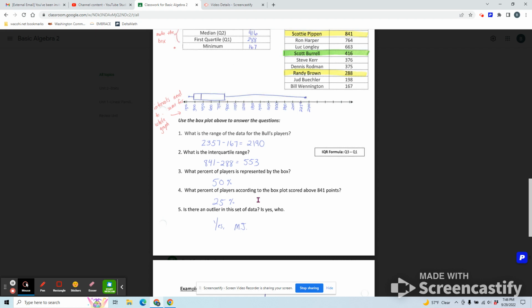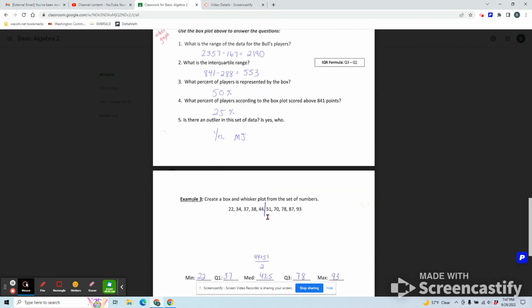What percent of players, according to the box plot, scored above 841 points? So that's this line here. Well, that's 25%. And then, was there an outlier? Oh yeah, you bet there was. Look how far this guy is compared to everything else. And that was Michael Jordan.